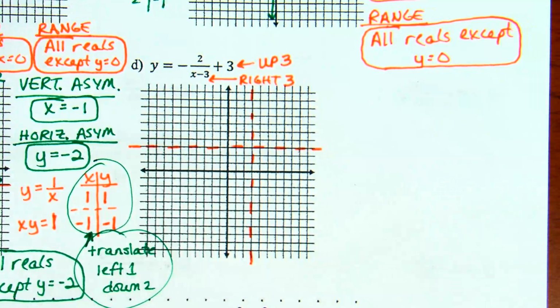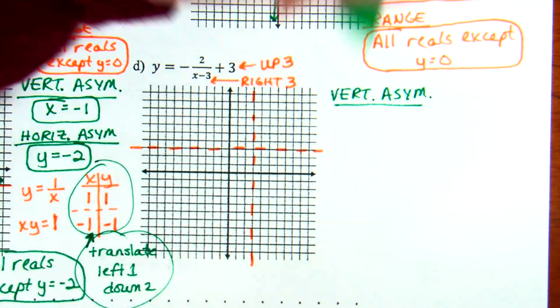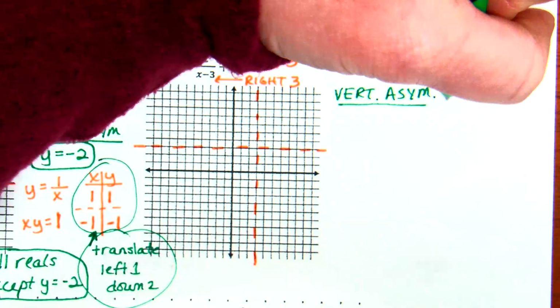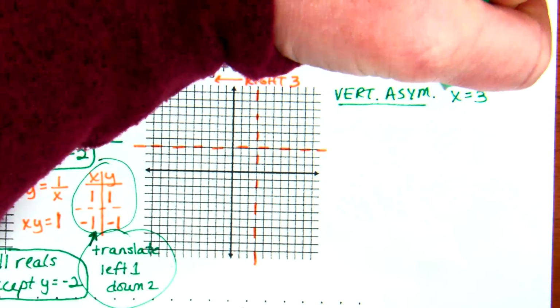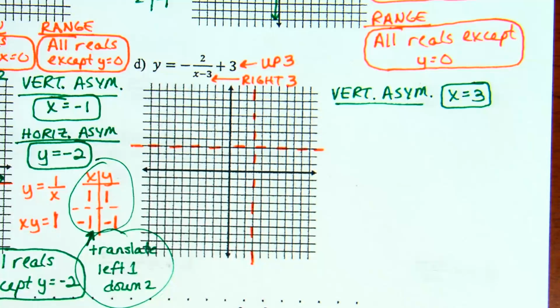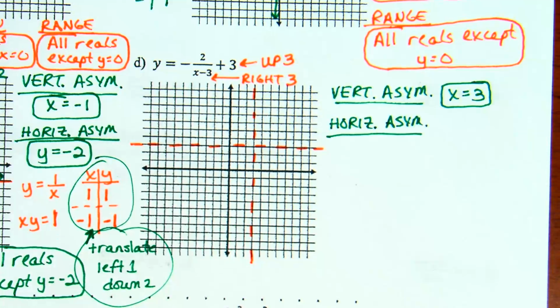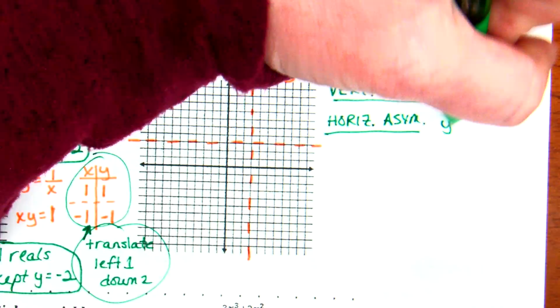Can we get our asymptotes out of the way right now? Vertical asymptote. What does my vertical asymptote go through? What number? 3. So the vertical asymptote is not just 3, but X equals 3. Horizontal asymptote. It went up 3, so it is Y equals 3. I'm going to leave a spot to do my XY values.